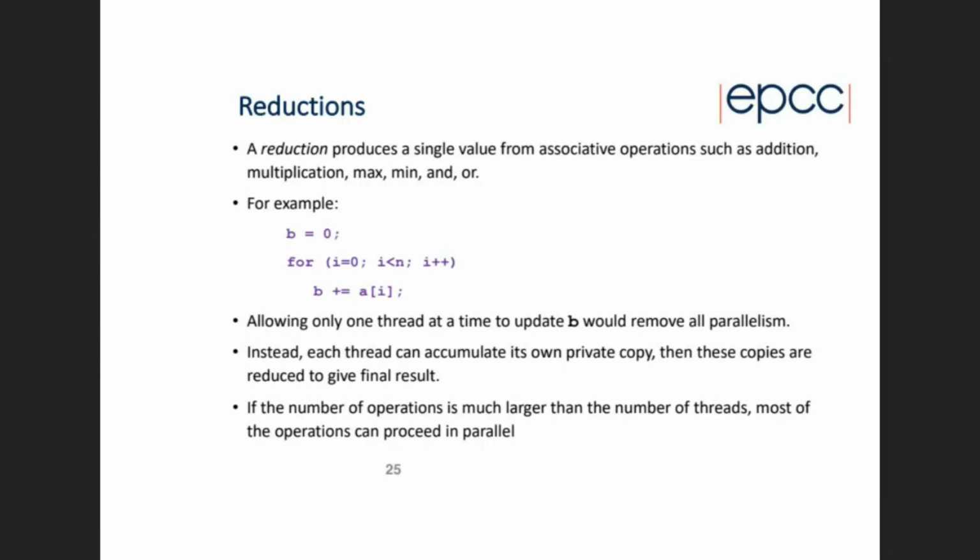I would have multiple threads trying to update b without any synchronization. I've got a race condition. I've got non-deterministic behavior. On the other hand, if I use some synchronization and only allow one thread at a time to update b, then that would effectively remove all the parallelism. And in practice, the overheads of doing the synchronization would mean that I would actually get worse performance than just executing the loop sequentially.